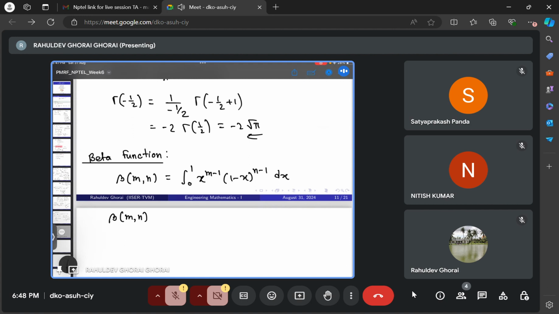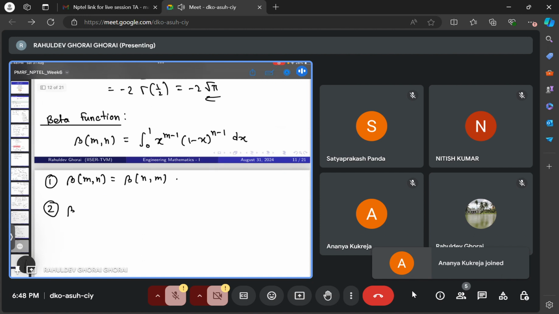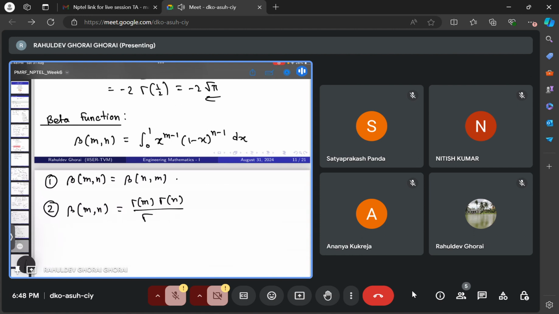Beta function has important properties. So beta m n you can write as beta n m also. This is one property. The second one is one of the important ones. How do you evaluate beta m n? You just said that beta m n exists, but what will beta m n be? That will be gamma m gamma n over gamma of m plus n, which all of you know.